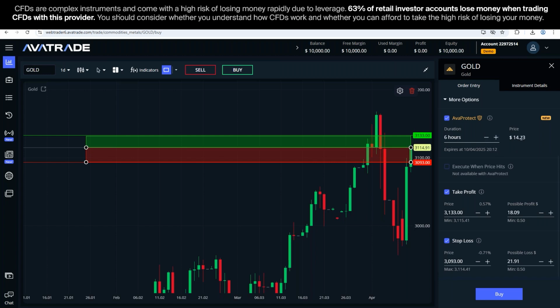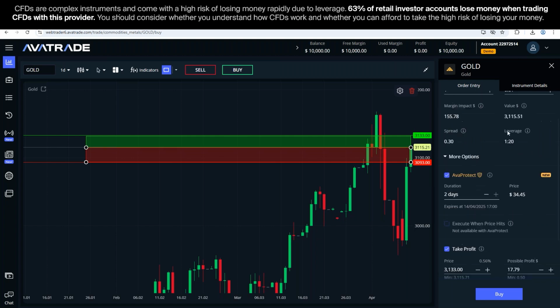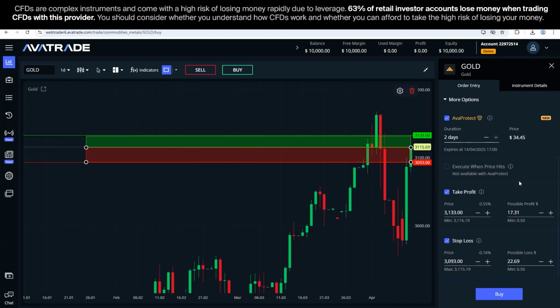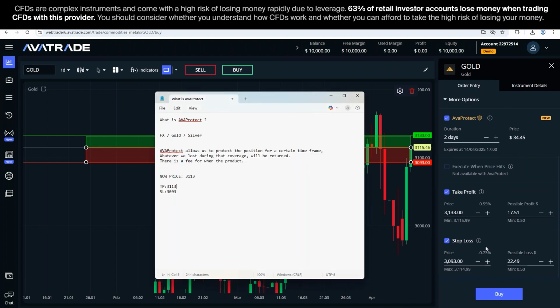What about 6? Okay, a little more. 1 day, a little more. 2 days, a little more. All right, so in this case, we're about to pay $34.45 to protect the position for 2 days with 1 unit, 0.01. Okay, and if we compare the fee to our possible profit or loss, which at the moment stands at $20, okay, we'll simplify that.